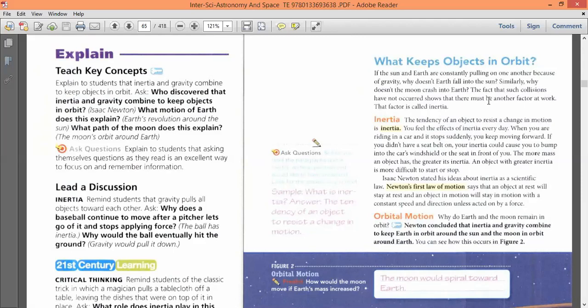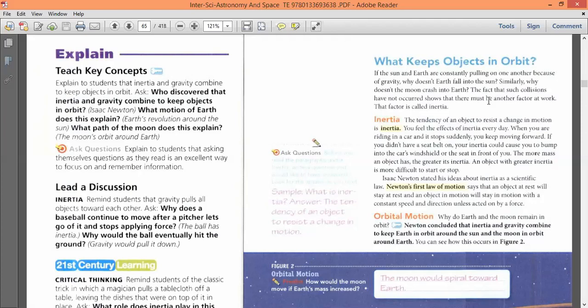The more mass an object has, the greater its inertia. So inertia also depends on mass. As the mass increases, the inertia will increase. An object with greater inertia is more difficult to start or stop. If you have a heavy car, starting the motion of the car needs more energy than if it's a bicycle. The bicycle needs less energy to move than the car.